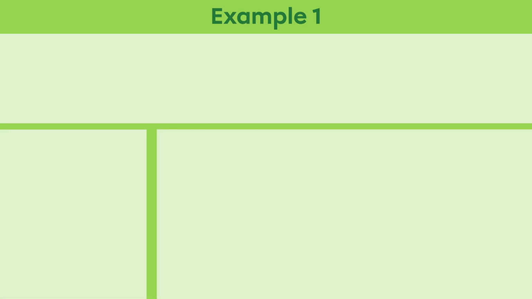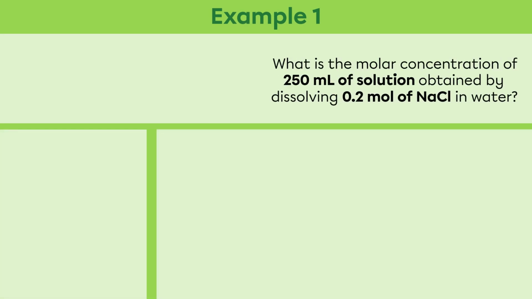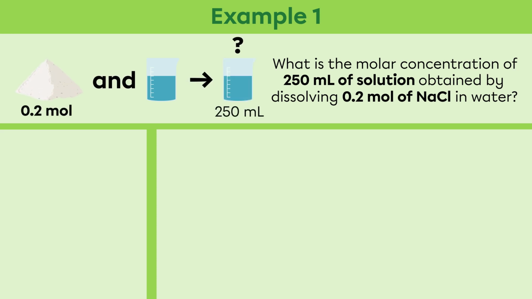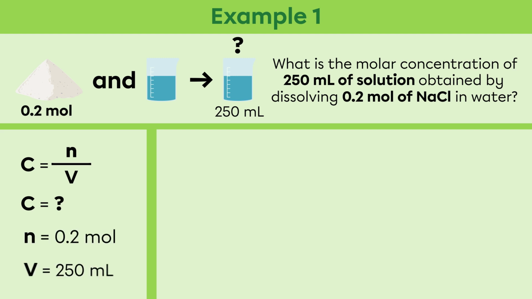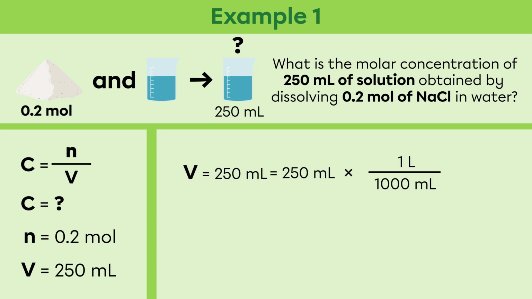Let's do an example. We're looking for the molar concentration of 250 milliliters of a solution made by dissolving 0.2 moles of NaCl, or sodium chloride, in water. First, we identify the values given in the problem. The number of moles of solute is 0.2 moles, and the volume of the solution is 250 milliliters. To find the concentration in moles per liter, we must convert milliliters to liters. 250 milliliters is equal to 0.250 liters.